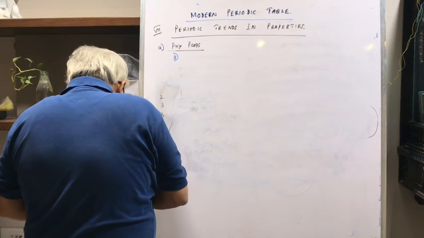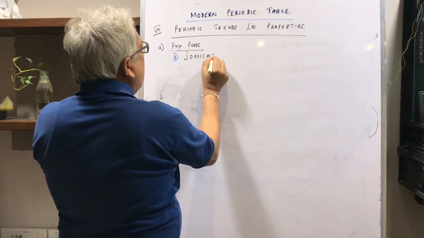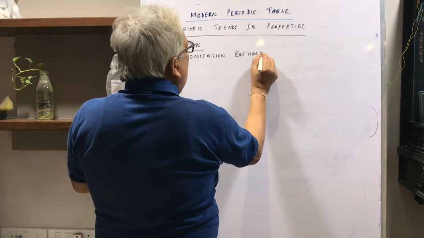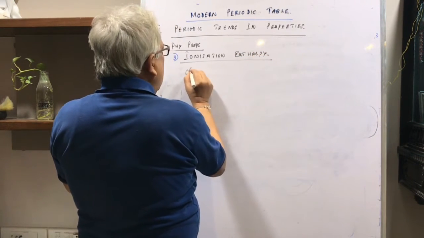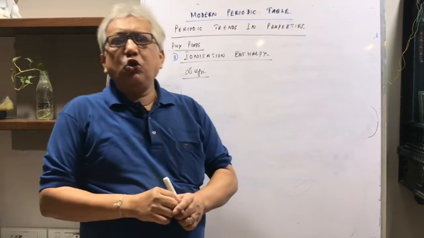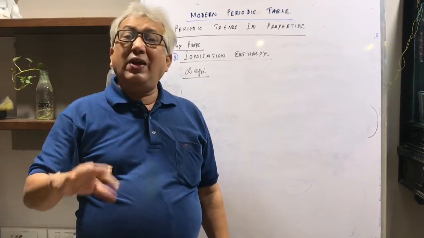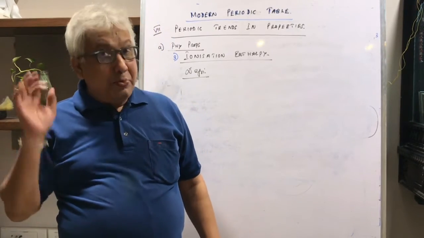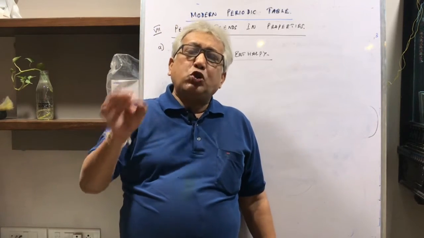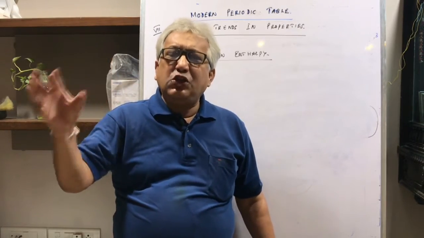Ionization enthalpy. Well, children, what is ionization enthalpy? I'll give you the definition. I'm not writing it, so listen to me carefully. It is the minimum amount of energy required to remove the most loosely held electron from the outermost electronic shell of an isolated gaseous atom. I repeat, it is the minimum amount of energy required to remove the most loosely held electron from the outermost electronic shell of an isolated gaseous atom.